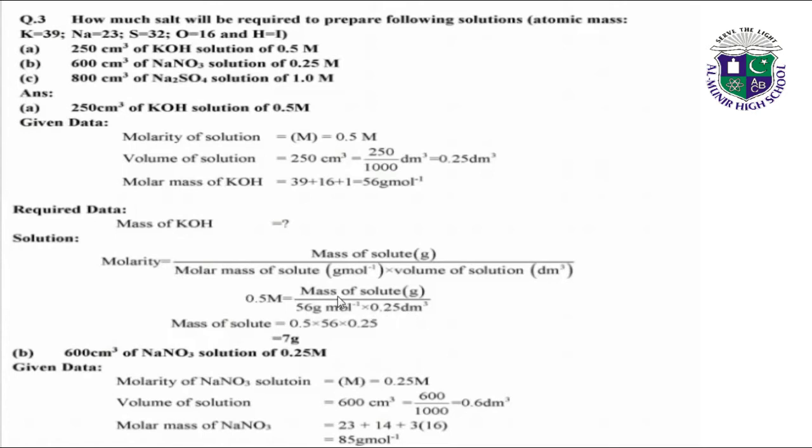We have to calculate the mass of solute, so we will take it on the left hand side and other values on the right hand side. By calculating or multiplying all these values, we will get the mass, which will be 7 grams.